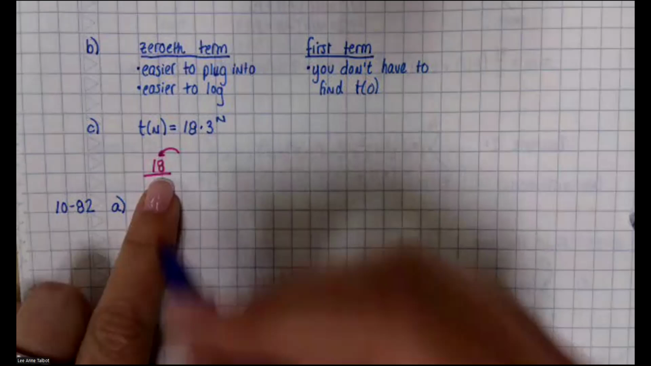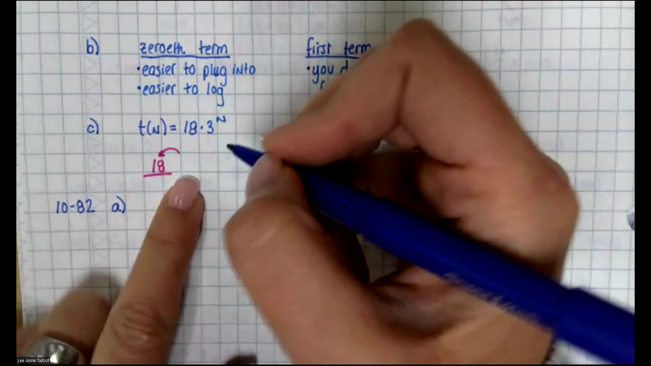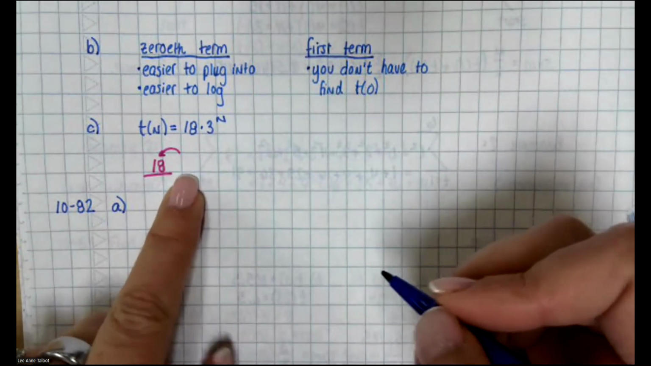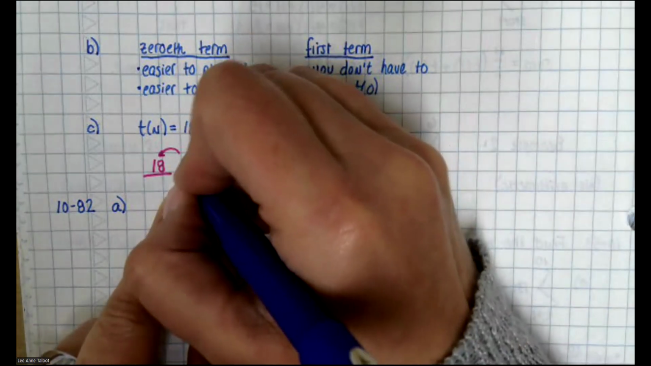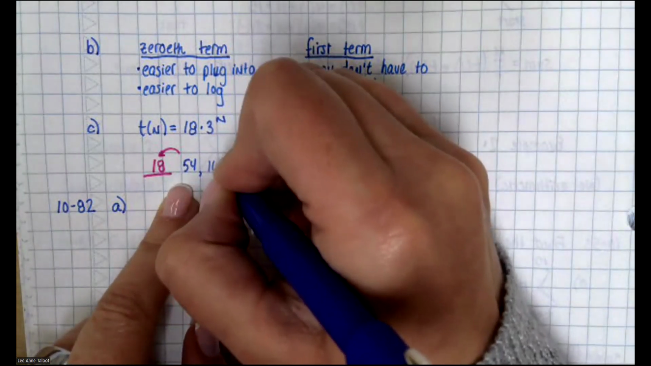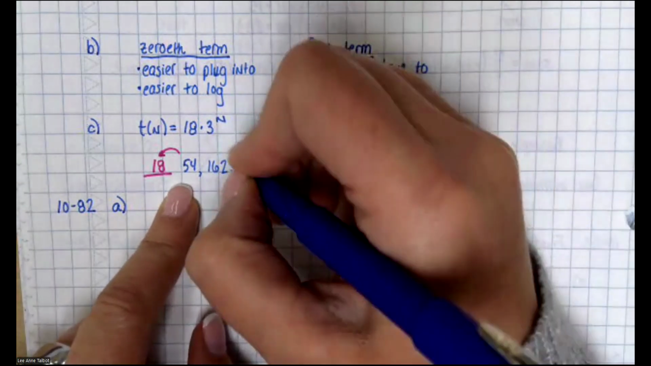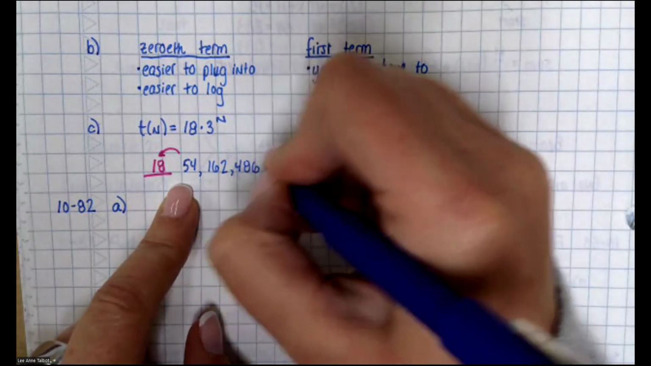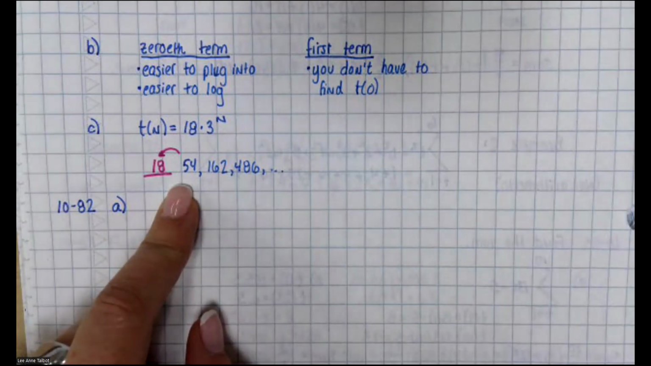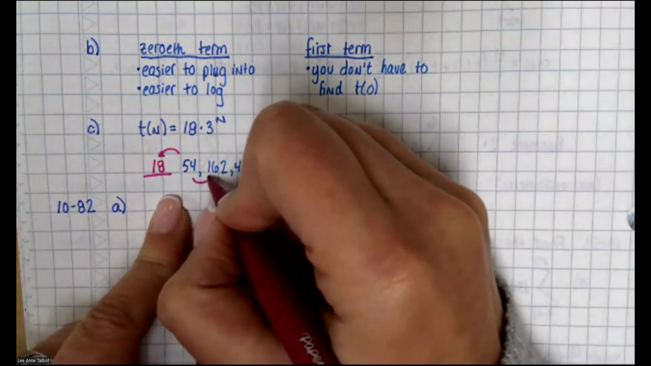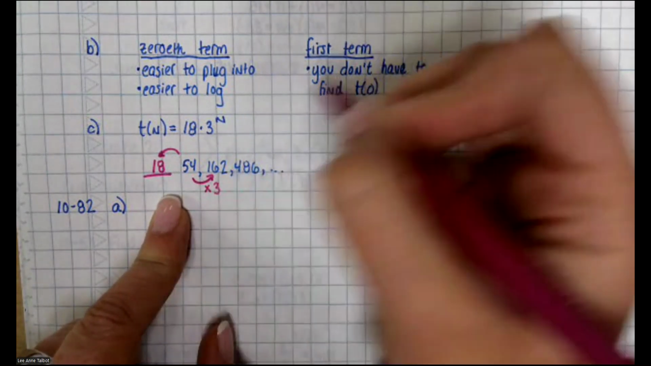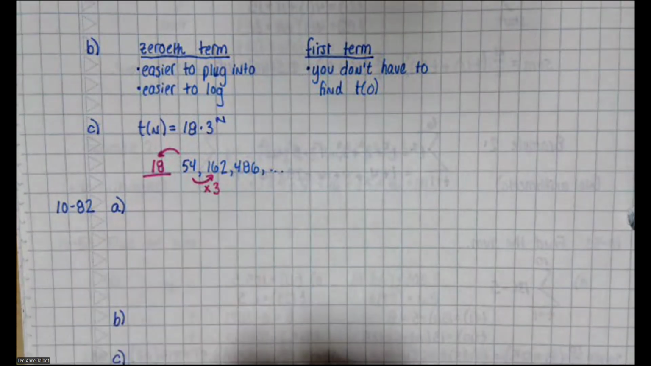Okay, so if that's the case, then what is term 1? 54. And then 162. And then 486. And then there's my picture for that.